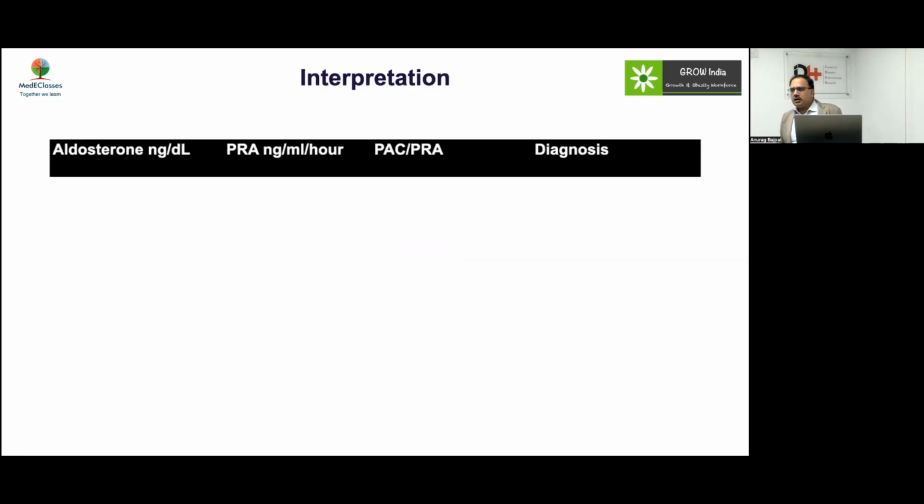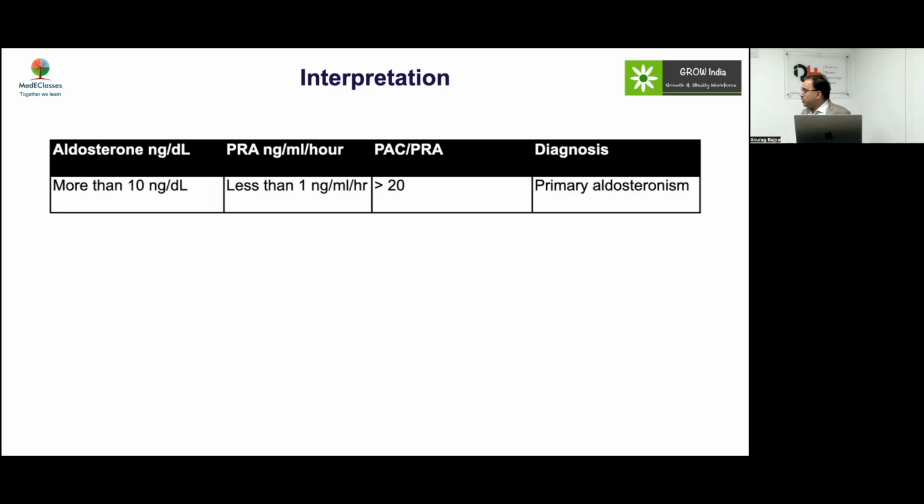Now, how do you interpret this? What I'm doing now is using PRA, plasma renin activity, which is more commonly used, and I would prefer that because it's a better bioassay. And the ratio between aldosterone and plasma renin activity, which is the ARR, or plasma aldosterone to plasma renin ratio. If aldo is more than 10 and renin is undetectable.